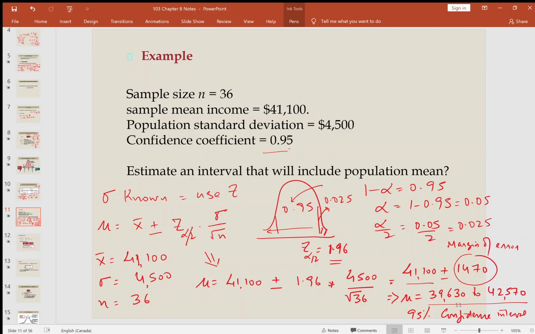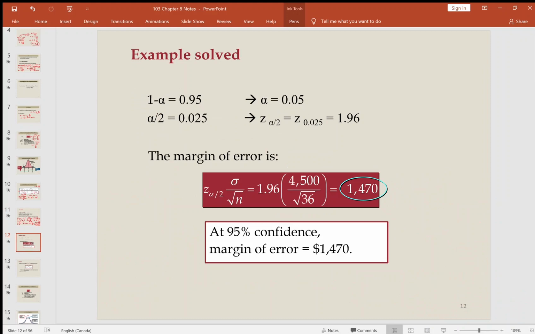Some people, in layman's language, say that we are 95% sure that the average income in this city is between 39,630 and 42,570, which is really neat because the city may have hundreds of thousands of people, but we only took a sample of 36 people, and we can say with 95% confidence that the average income in the city is between these numbers. So that is called a confidence interval, and you can go through the calculations once again on these slides as we just discussed.